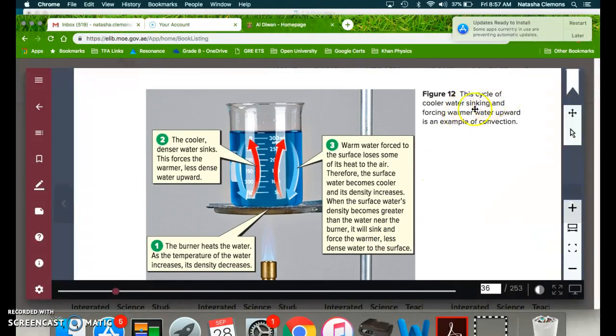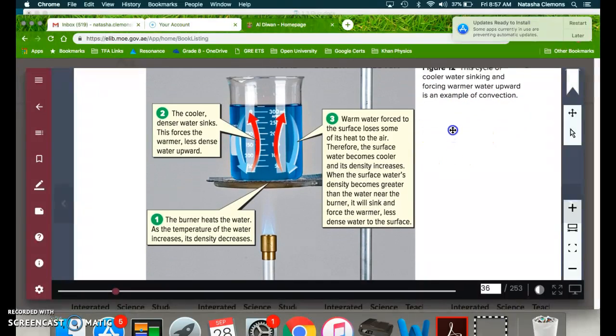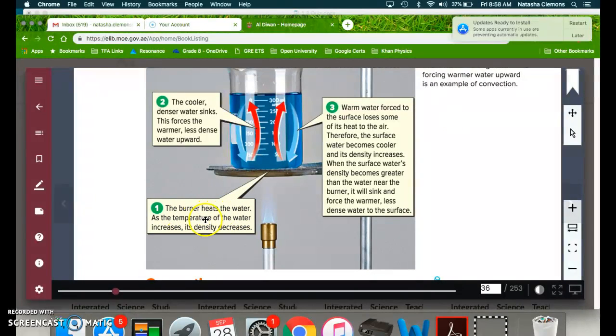Figure 12. The cycle of cooler water sinking and forcing warmer water upward is an example of convection. 1. The burner heats the water. As the temperature of the water increases, its density decreases. 2. The cooler, denser water sinks. This forces the warmer, less dense water upward. 3. Warm water forced to the surface loses some of its heat to the air. Therefore, the surface water becomes cooler and its density increases. When the surface water's density becomes greater than the water near the burner, it will sink and force the warmer, less dense water to the surface.